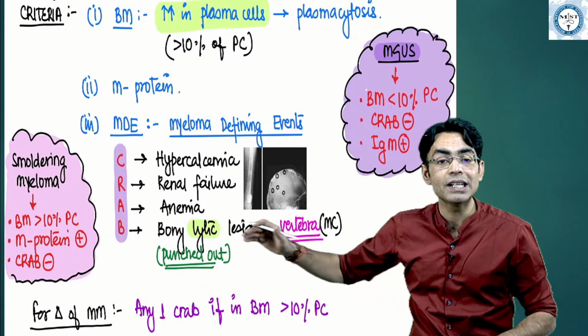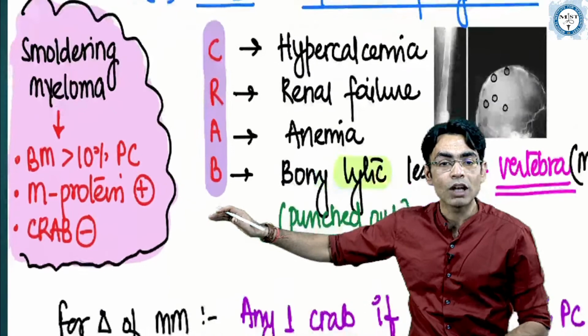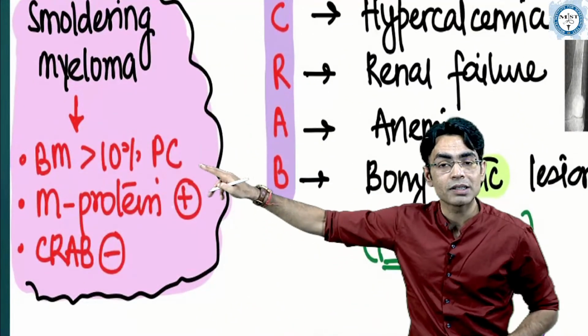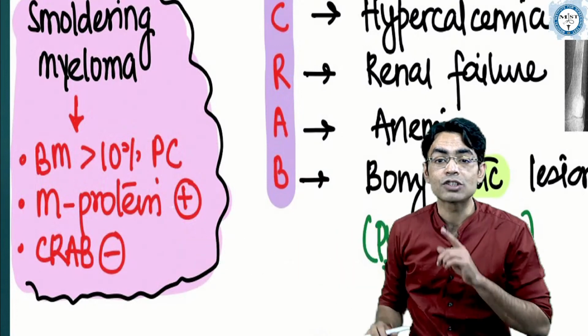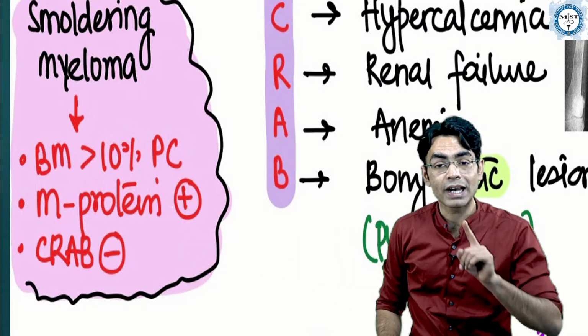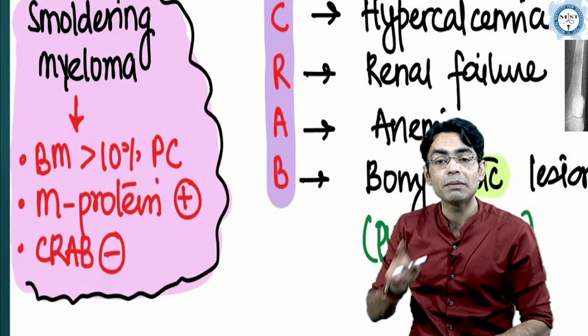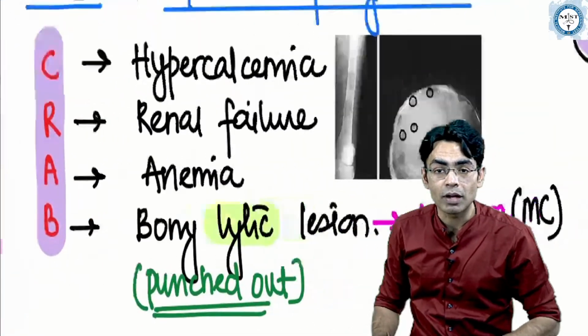myeloma. When you see the smoldering myeloma, in the bone marrow plasma cells will be more than 10%, even M protein will be positive, but the CRAB features are going to be negative. So if you're getting more plasma cells, M protein positivity, but CRAB negative, then it would be smoldering myeloma.